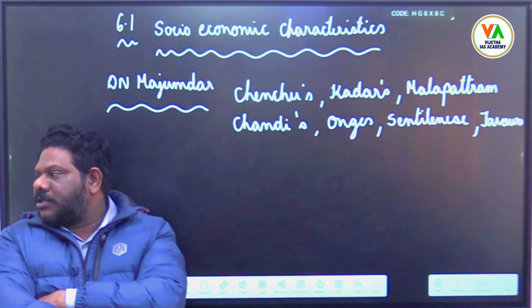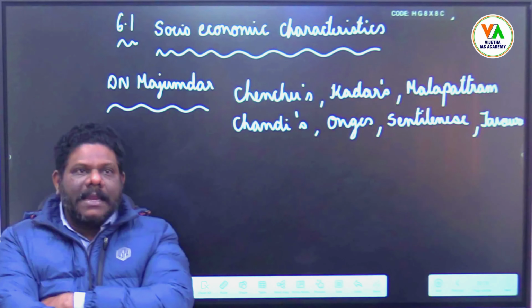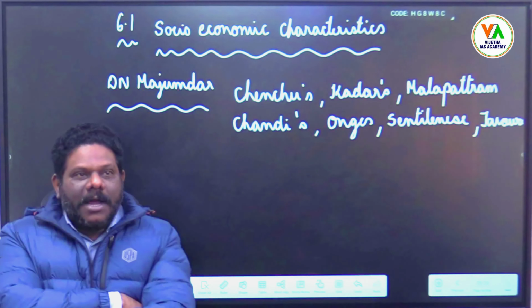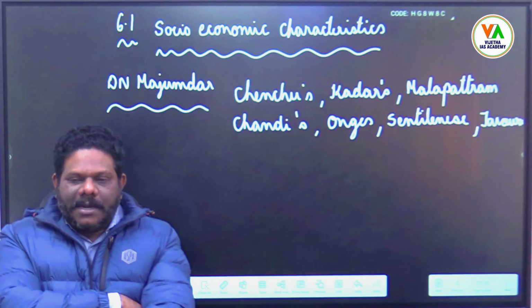Then tribes engaged as artisans, A-R-T-I-S-A-N. For example, Asurs in Bihar, Kolams, K-O-L-L-A-M, in Maharashtra. These are mat weavers. Irulas, I-R-U-L-A-S, Irulas are snake charmers. Folk arts: Nats in UP, they are involved in drama. Mundu Putu, M-U-N-D-U-P-T-U, in Orissa.